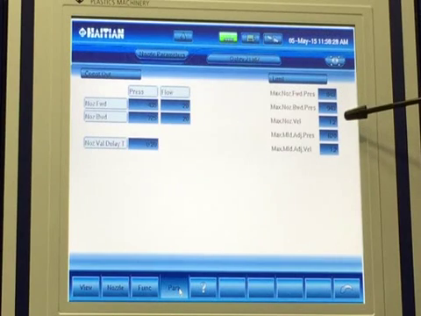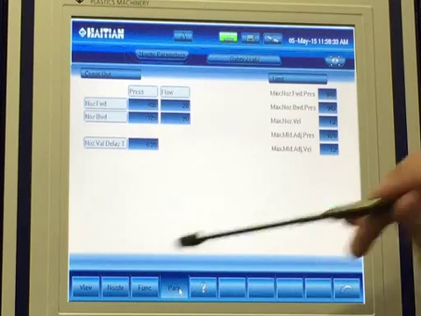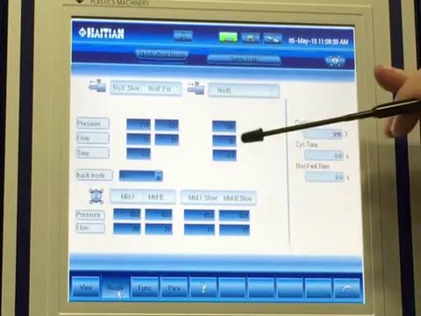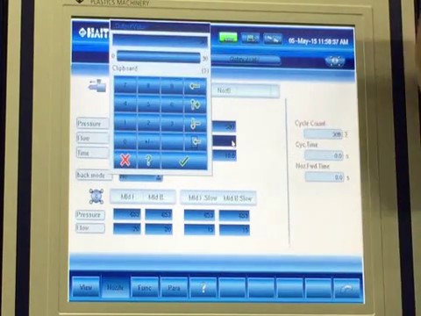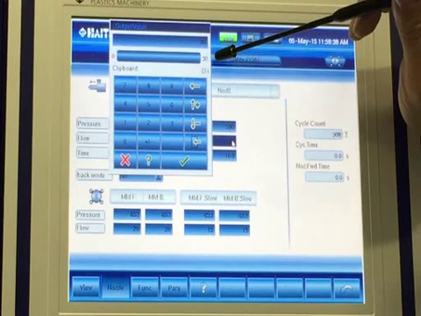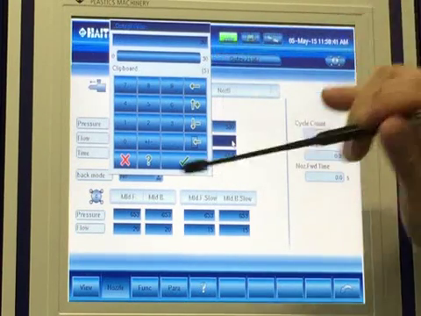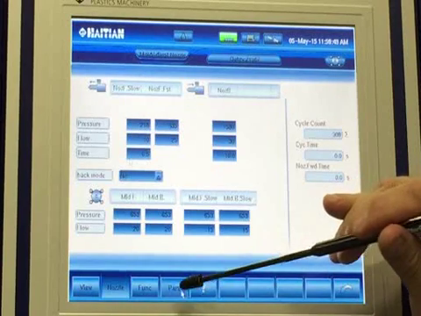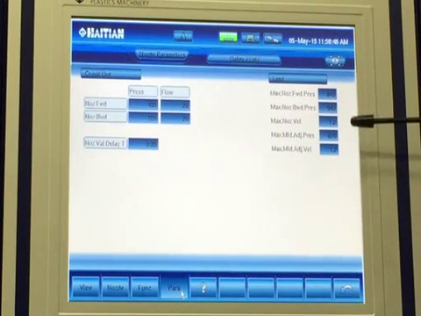Max nozzle velocity is at 1.2. This stays in the metric system. So if we look at our nozzle, and we look at what our flow is, we can go a maximum of 30% of 100%. Then we have our max mold adjust pressure. This is used for die height. And then we have our max mold adjust velocity.